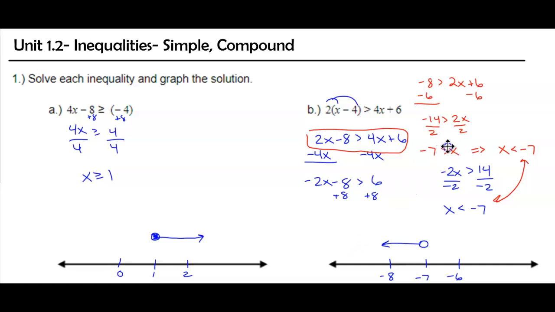So anytime you want to flip around, that's a property of symmetry, flipping your x and whatever number is on the other side of that inequality, you just have to flip the sign.